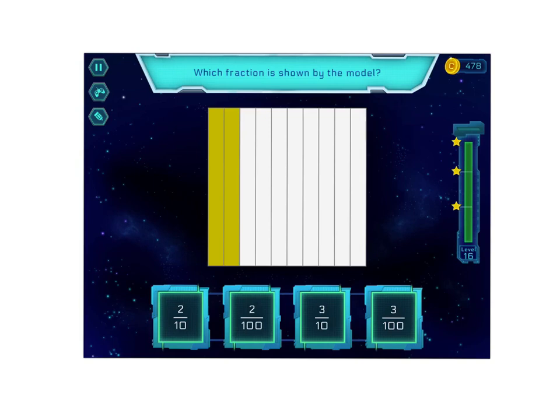Here's another example. This time they show you the fraction in the picture. You find down here which fraction represents it, and this is cut into 1, 2, 3, 4, 5, 6, 7, 8, 9, 10 pieces, and 2 of them are colored in. So we're looking right here at 2 tenths.